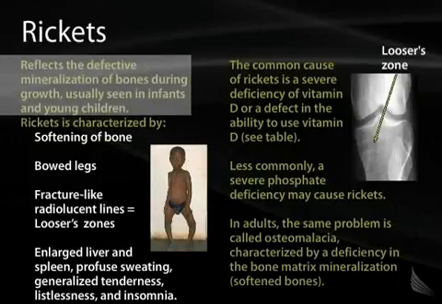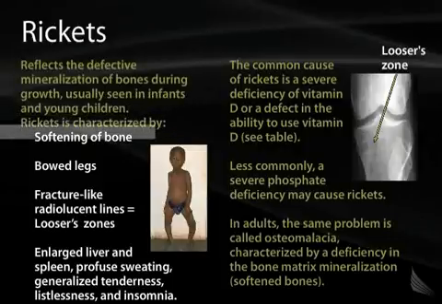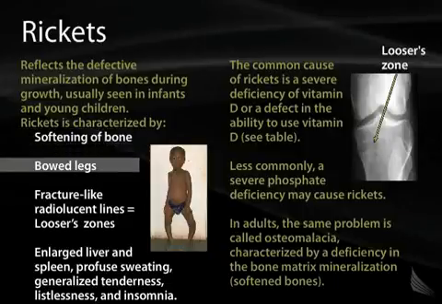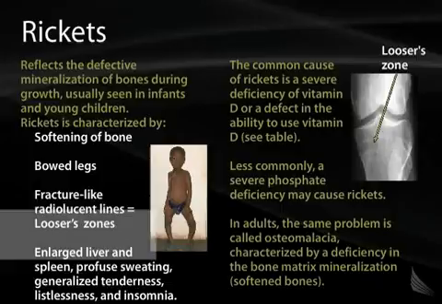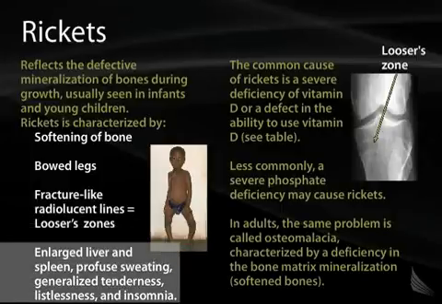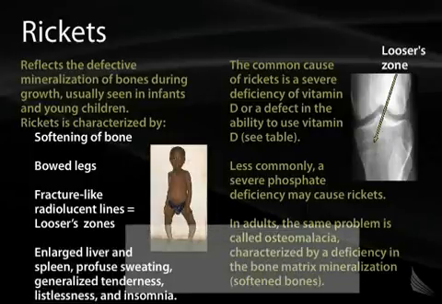So the manifestations of vitamin D deficiency can be osteomalacia in adults, and it's called rickets in children. Rickets is characterized by softening of the bones, bowed legs, fracture-like lines called Looser zones, enlarged liver and spleen, profuse sweating, and the other constitutional symptoms of listlessness, insomnia, and generalized weakness.